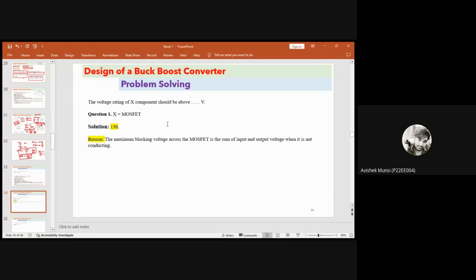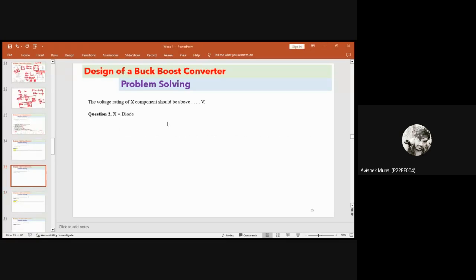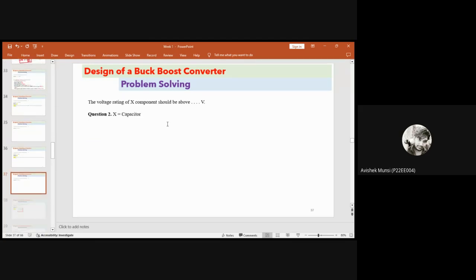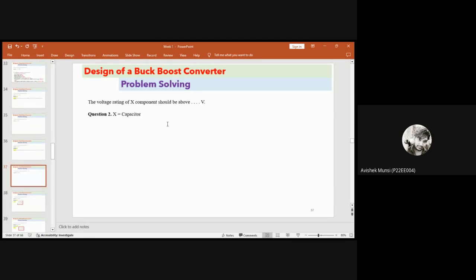Similarly, I asked another question, right? What will be the voltage rating of the diode? So the voltage rating of the diode will also be the same, 150, because I said the maximum reverse voltage across the diode is also the sum of the input and the output voltages. Now the next question, I'm giving 2 minutes for each question. This is the voltage rating of the capacitor. Try to solve the voltage rating of the capacitor. After 1 minute, I will give a hint if you're not able to solve it.